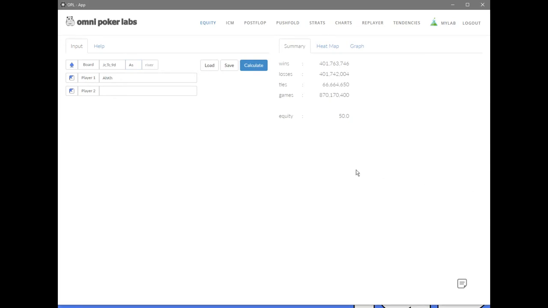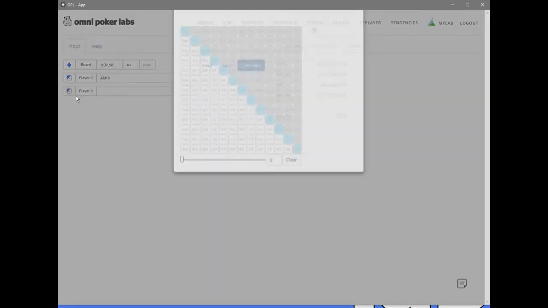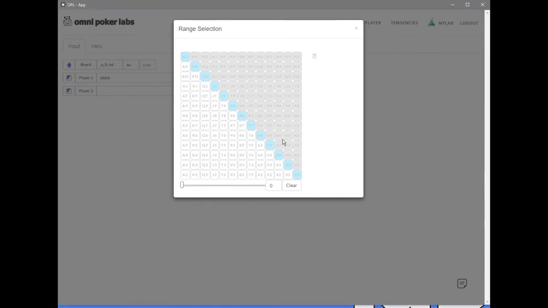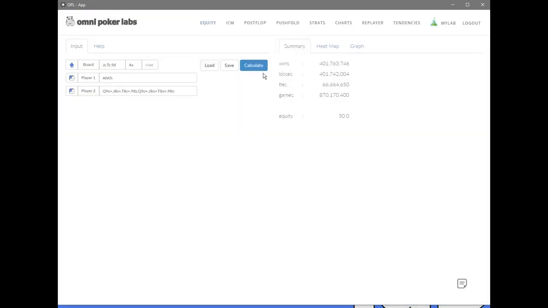Now, our opponent checked the turn, and we're wondering whether to call. Let's start by putting him on a range. In this example, we'll give our opponent some two-pair hands and some draws. So we'll give him queen jack, queen 10, queen 9, jack 10, jack 9, jack 8, 10 9, 10 8, 9 8, and the offsuit hands as well. Jack 10, jack 9, jack 8, 10 9, 10 8, 9 8. We'll hit calculate, and we see that our equity is 65%.